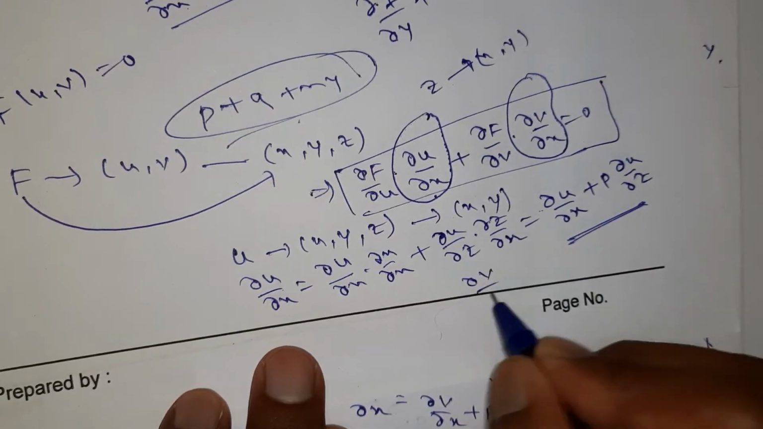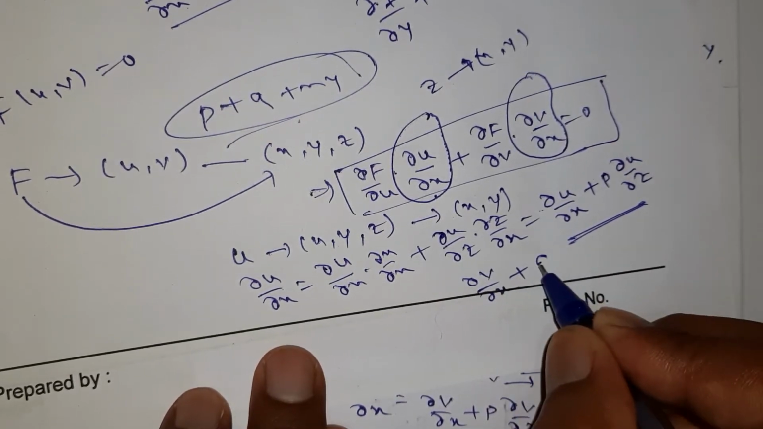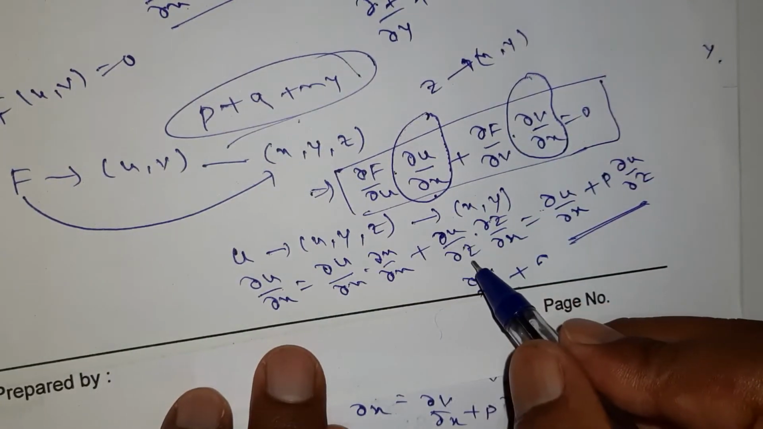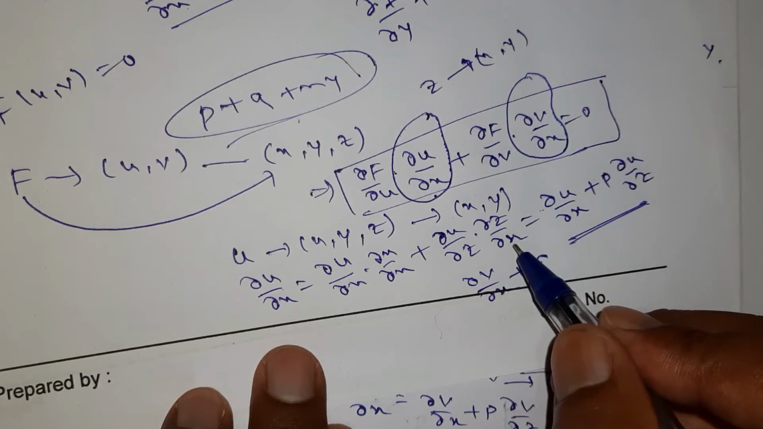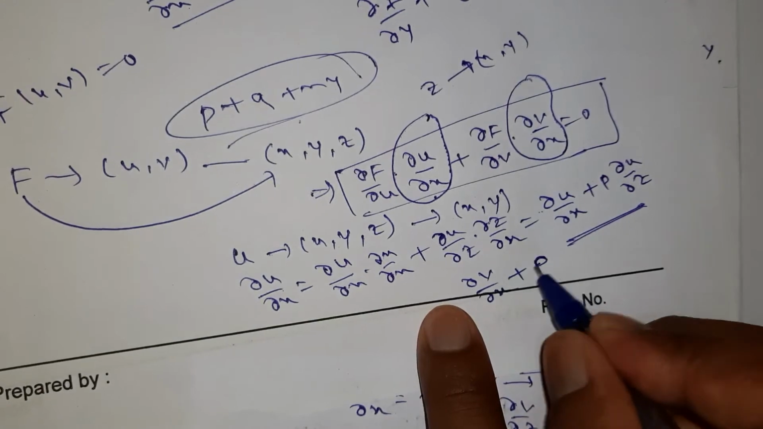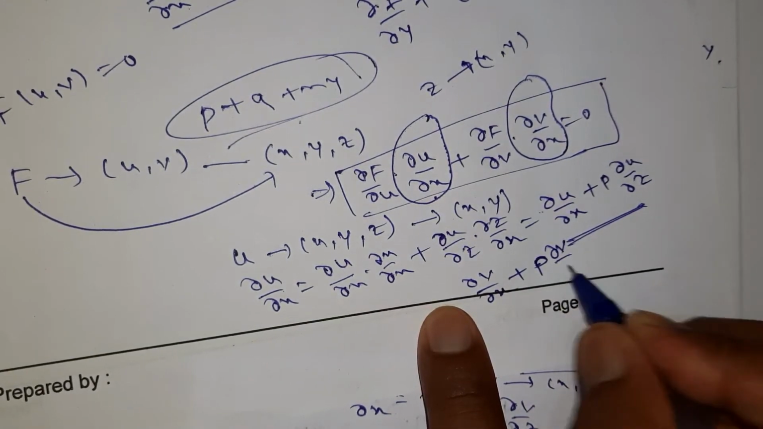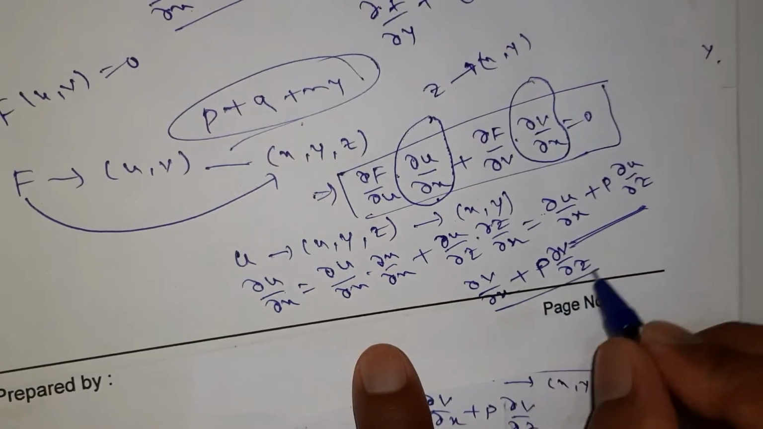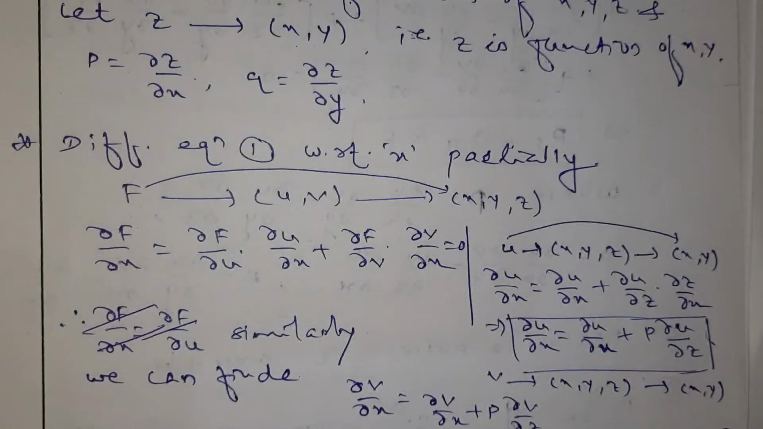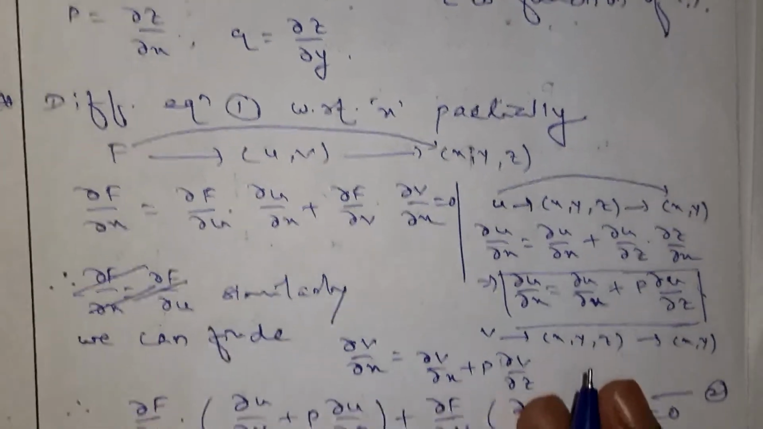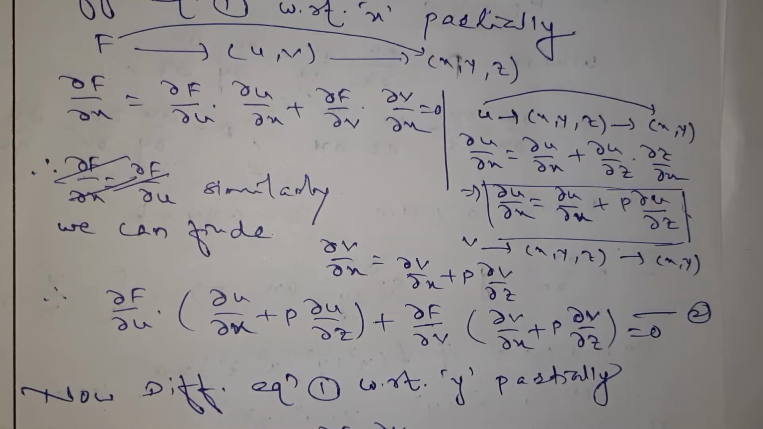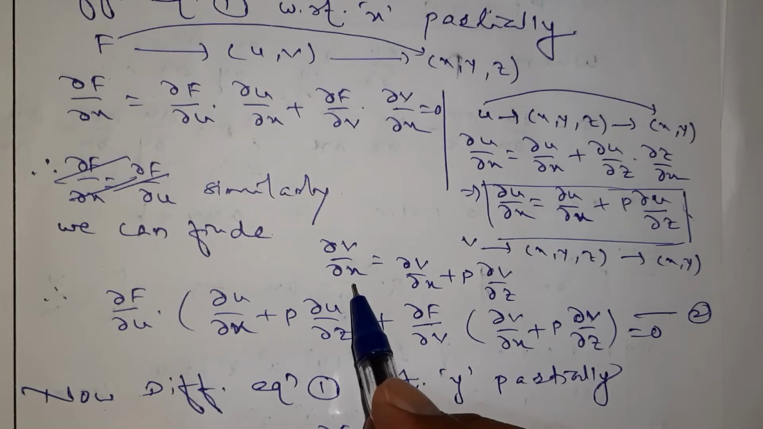What is the value of ∂v/∂x? It is ∂v/∂x plus ∂v/∂z into ∂z/∂x. Now ∂z/∂x is p. I get ∂v/∂z. Right? So these two values I have to substitute and I get my function. Which is my function now? See carefully. I have done everything we did in the calculation. ∂v/∂x and ∂u/∂x.